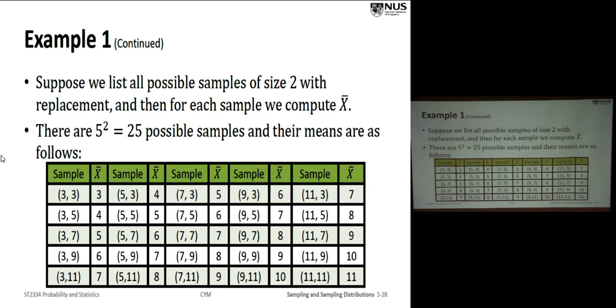So in this scenario, these are the 5 squared possible samples. Remember this is capital N to the little n. Capital N is 5, little n is 2, so there's 5 squared possible samples. The sample mean is just this number plus this number over 2. For example, 7 plus 9 is 16, 16 over 2 is 8. 9 plus 5 is 14, 14 over 2 is 7, and so forth. 11 plus 11 over 2 is 11. This is a summary of all possible 25 samples and their associated sample means.